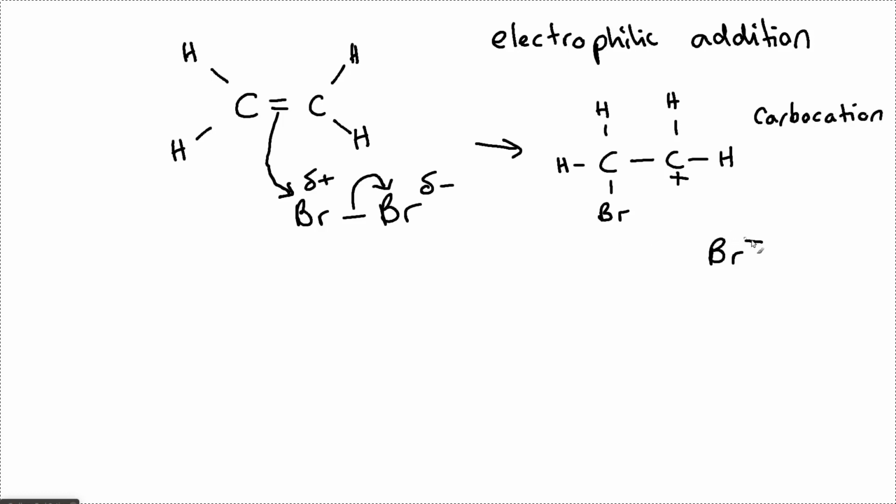And what happens then? We'll just add a double dot here to represent a pair of electrons on the bromide ion. That pair of electrons is then attracted to this positive centre on the carbocation and forms a bond to that carbon. And so what do we get?